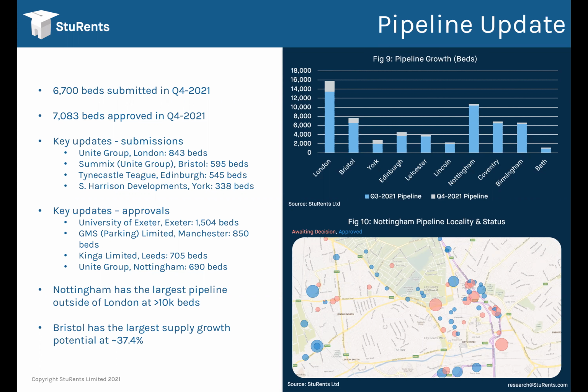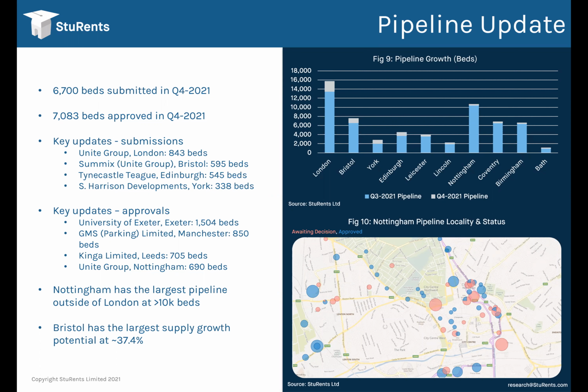And in Leeds, we saw Olympian Homes receive planning for their very significant development. That's actually going to result, assuming it's delivered, in the tallest building in Leeds. So we're looking at 43 stories there, of 705 beds in total. And finally, Unite Again, who are relatively active in the last quarter, received planning for a 690 bed scheme in Derby Road.